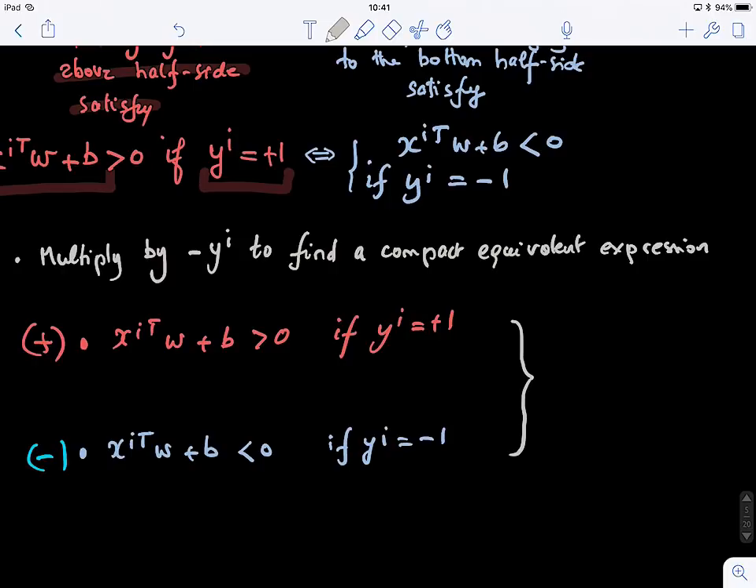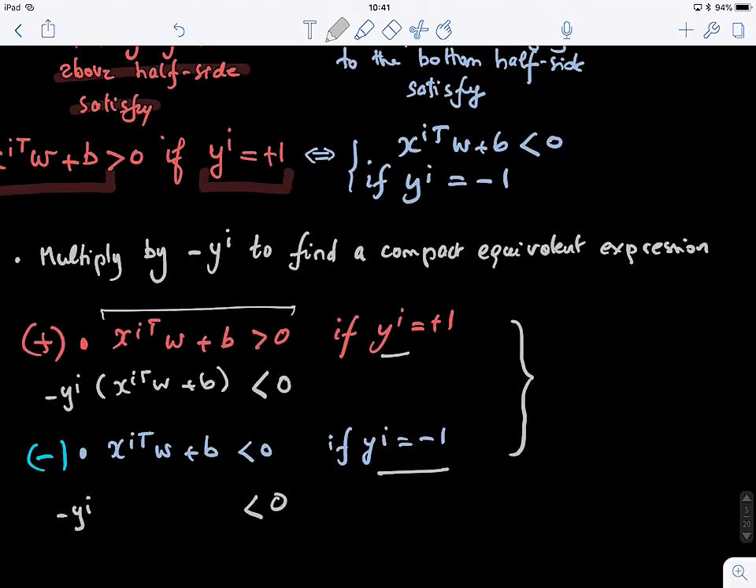So the first thing for this one, we're multiplying by minus yi. So yi is positive, so minus yi is negative. The first thing, we need to change the inequality symbol. That's number one. So here we'll have minus yi times xi transpose w plus b strictly lower than 0. And for the second one, this is negative, so when we multiply by negative yi, it's positive, so they remain the same, so we have minus yi xi transpose w plus b.